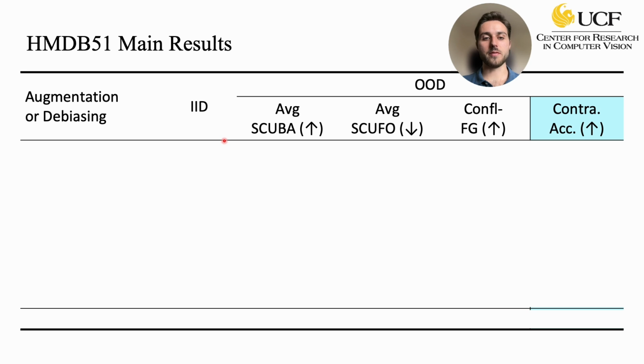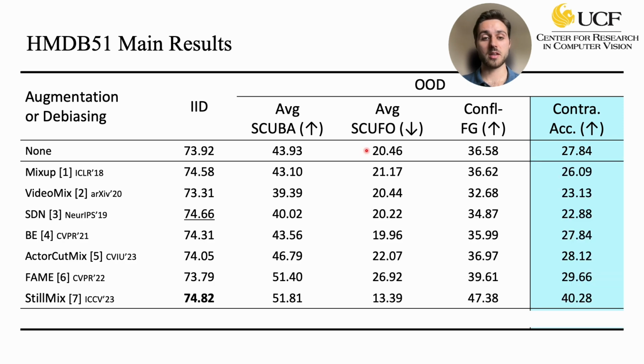Looking at the HMDB 51 protocol, we see that our baseline gets around 74%, but as soon as we replace the backgrounds, we see an over 30% reduction in performance, but without motion, we're still able to predict 20% of the videos correctly. Different works handle this trade-off to different degrees. Notably, the StillMix work handles both background and foreground bias, but because we directly penalize spatial information usage, we get very strong performance on this foreground debiasing protocol, leading to very high combined debiasing scores.